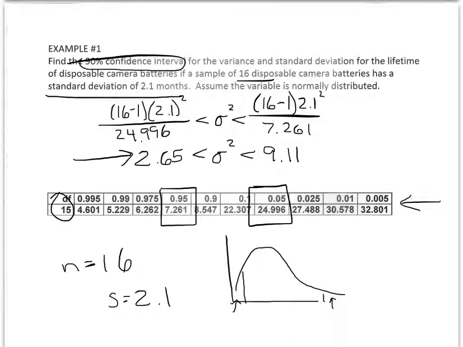My variance is going to fall somewhere between, I'm 90% confident that it's going to be somewhere between 2.65 and 9.1. To turn this just simply into standard deviation, I would take the square root of everything. That will eliminate the square. It's going to be 1.63 to 3.02. So what I can say about my confidence interval, I'm 90% confident that the standard deviation of the population is somewhere between 1.63 months and 3.02 months.